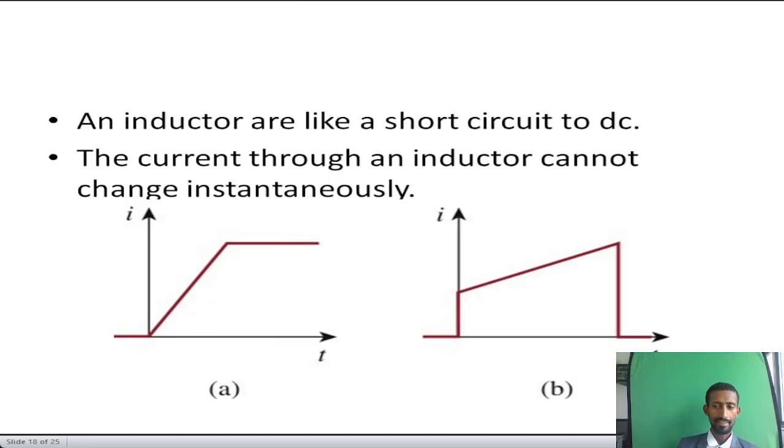An inductor is like a short circuit to DC, as I have already mentioned. The current through an inductor can't change instantaneously, especially in AC. If it is DC, it will be constant, so no issue. But when we connect our inductor into an AC circuit, the current will not change instantly, but rather it will change smoothly. No instant change in inductors.